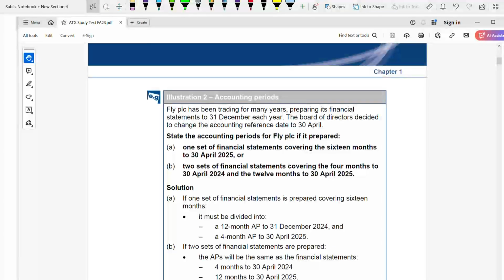Now, illustration 2. State the accounting periods if it prepares one set of financial accounts covering 16 months to 30th April 2025, or two sets covering 4 months to 30th April and 12 months to 30th April. The company has been trading for many years, preparing its financial statements to 31st December each year. The board of directors have changed the accounting reference date to 30th April. If they are making one set of financial statements covering 16 months, remember: first 12 and then the remaining 4.